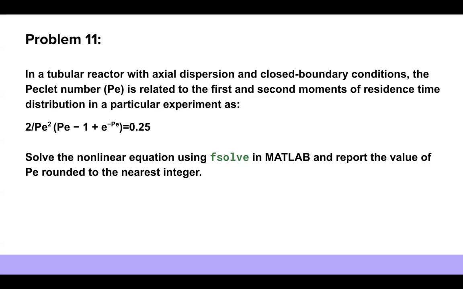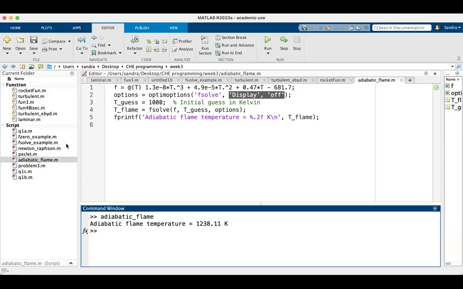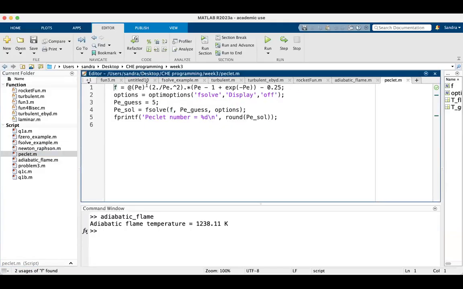Due to time constraint, I'll discuss the answer right now. The first thing you have to keep in mind is that fsolve equates the equation to 0. The equation has to be converted in such a way that it will be equated to 0, so you have to take the 0.25 to the other side. Now let us solve it. This is the equation, as I said. The Peclet number is the variable that we are trying to solve. The 0.25 has to be taken to the other side so that the whole equation can be equated to 0. So minus 0.25.